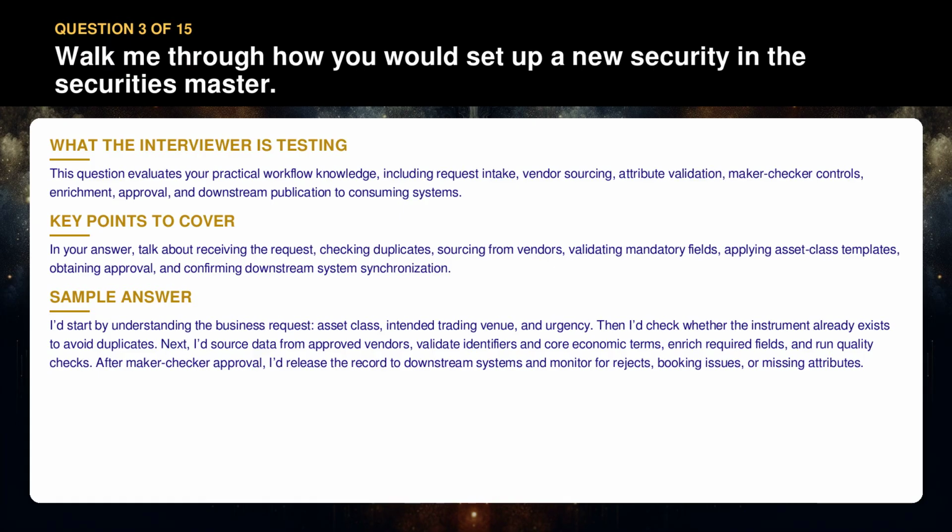I'd start by understanding the business request, asset class, intended trading venue, and urgency. Then I'd check whether the instrument already exists to avoid duplicates. Next, I'd source data from approved vendors, validate identifiers and core economic terms, enrich required fields, and run quality checks. After maker-checker approval, I'd release the record to downstream systems and monitor for rejects, booking issues, or missing attributes.